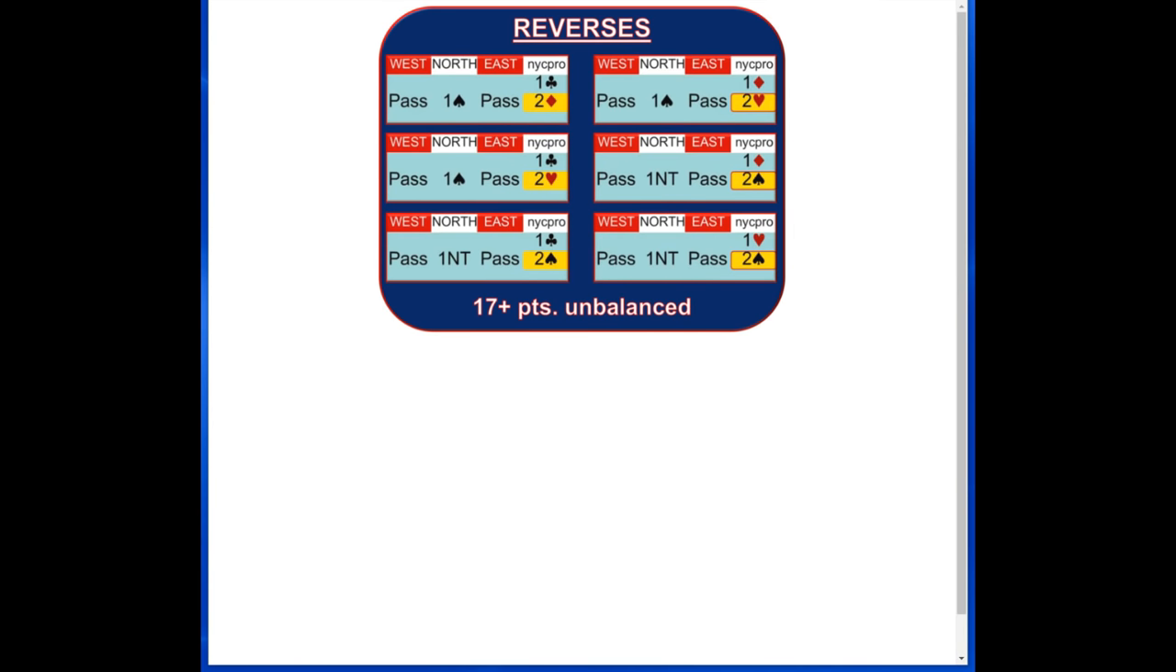All right, these are the 6 reverses that are going to exist. They have something pretty obvious in common. If you take a second and look at these auctions, you can see that 5 out of the 6 potential reverses all start with a minor suit opening. And that should make some sense. For a reverse to exist, we have to have started with a one level opening bid, and our second bid should be at the two level in a higher ranking suit.